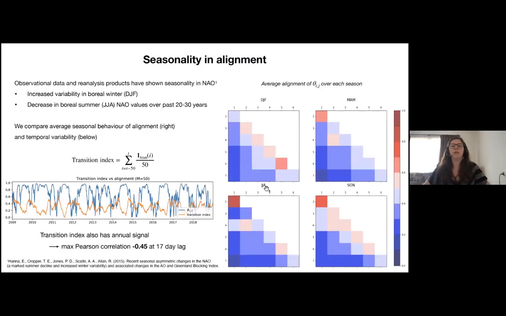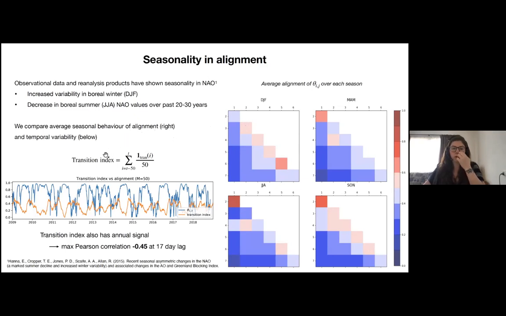And we know this actually, that in observational data and reanalysis products, there has been shown to be a seasonality in the NAO. And so we wanted to look at the seasonal behavior of the alignment just to compare. And so we see that the alignment really is higher in the summer. Alignment of 1 and 2, for instance, is quite high in the summer, and then it falls off in the winter.